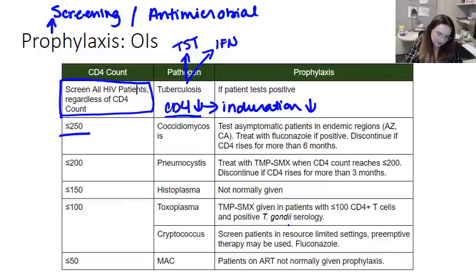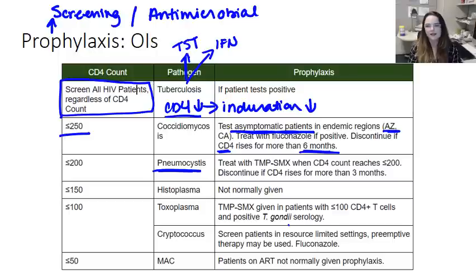Coccidioidomycosis, you're going to test even asymptomatic patients, screen them in endemic areas where you expect to run into coccidioides. And so that would include places like Arizona, California. If you actually find a positive patient, you're going to go ahead and treat with fluconazole. If the patient's CD4 count rises above 500, or above 250 for more than 6 months, you can discontinue the fluconazole. But while they're low, you want to make sure to protect them because they're at an increased exposure risk for developing this condition.